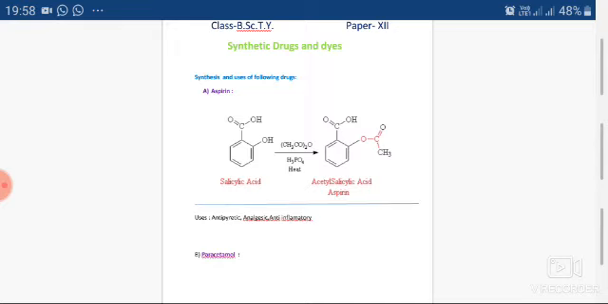In this reaction, what is happening? There is just a substitution of proton from the oxygen of phenolic group, and there is addition of a new acetyl group. So this is an acylation reaction, and it gives aspirin in good yield.